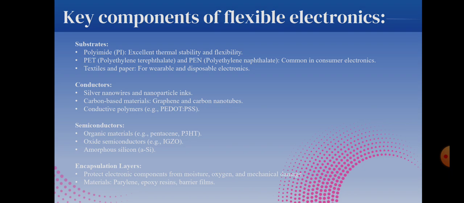Third one is semiconductors. They control the electrical behavior. Organic materials like pentacene and P3HT. Oxide semiconductors such as IGZO, which is indium gallium zinc oxide. Amorphous silicon is also sometimes used. Fourth, encapsulation layers. These protect the electronics. Materials like parylene, epoxy resins, and barrier films are used to protect the circuits from moisture, oxygen, and mechanical stress.